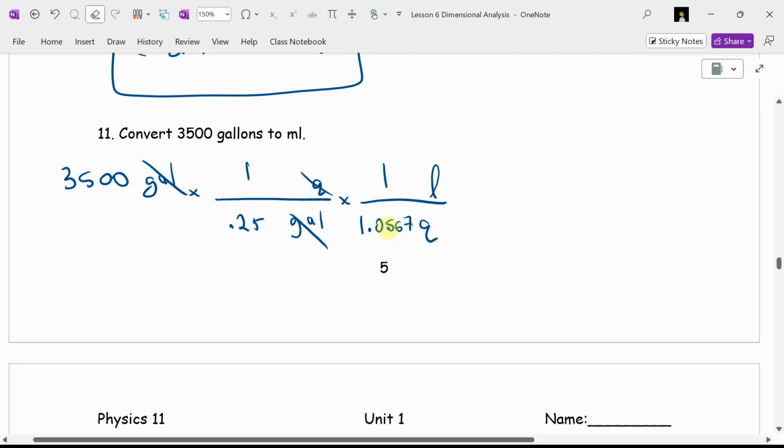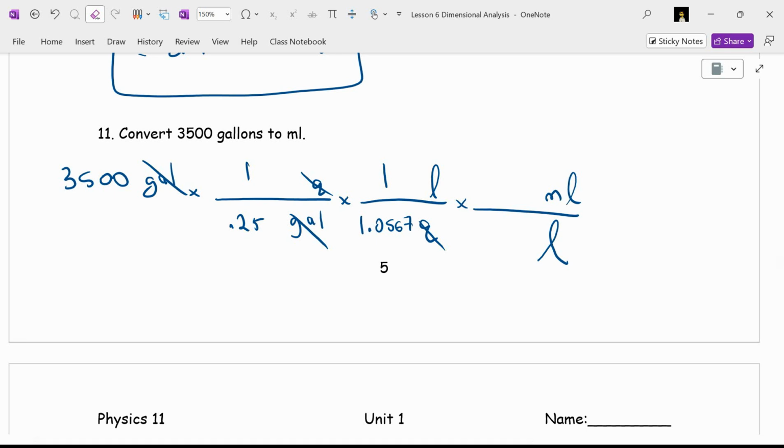If we stop there, we're in liters. Do we want to stop in liters? No, okay, now we're going to do the metric thing. We want liters to cancel. We're going to bring in milliliters. Now we go to our green sheet. Milli, 10 to the what? Where is the 10 to the -3 going to go? Where the milli isn't.